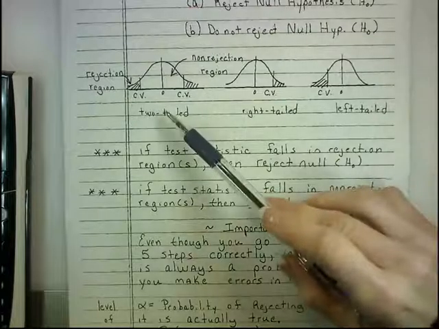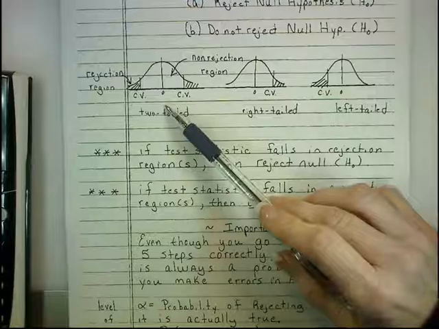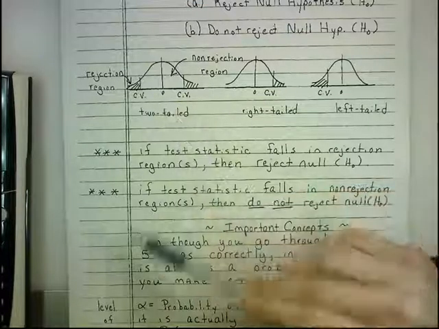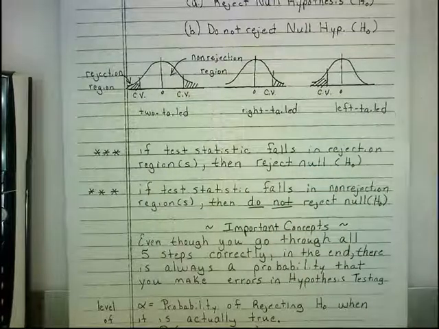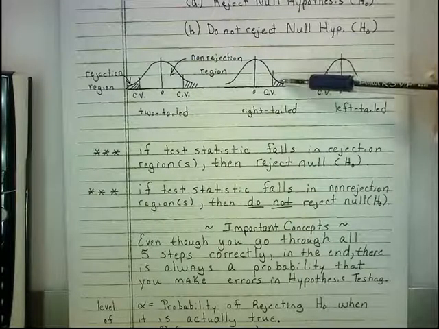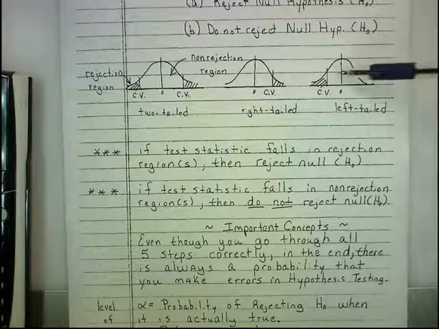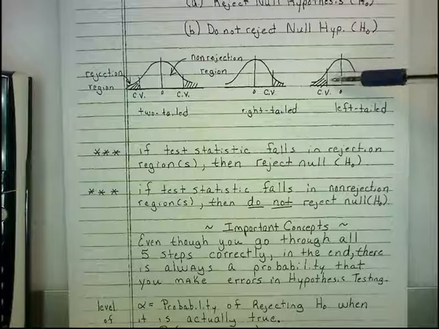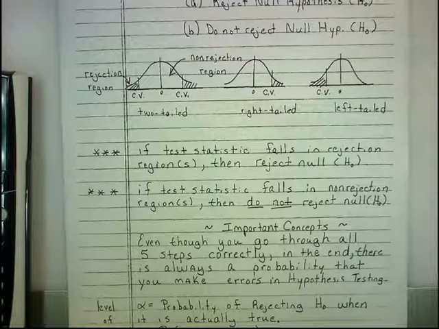For a two-tailed z-test for the mean, two-tailed t-test for the mean, or two-tailed proportion z-test, you'll have two critical values. One is negative, one's positive. For the right-tailed z-test or right-tailed t-test, you'll have one critical value, and it's positive. And for the left-tailed z-test, left-tailed t-test, or left-tailed proportion z-test, you have one critical value, and it's negative.